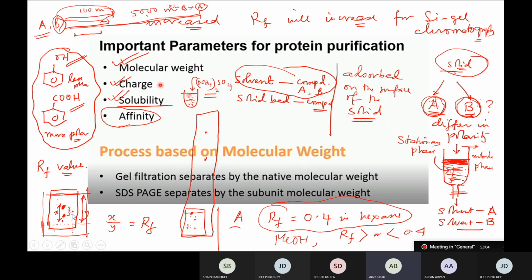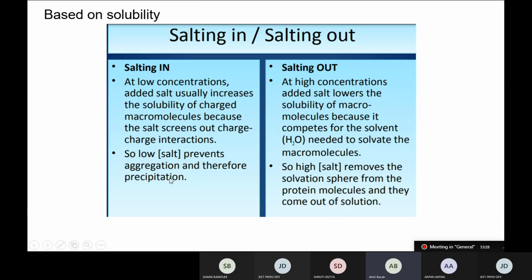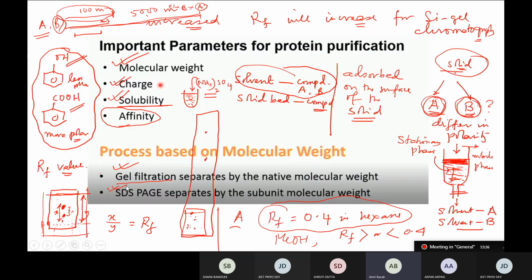Something is written here: separation processes based on molecular weight. This is what is called gel filtration, very similar to column chromatography, but I will discuss where the difference is. The other is SDS-PAGE. We will have to discuss these two. Separation based on molecular weight is these two: gel filtration and SDS-PAGE.